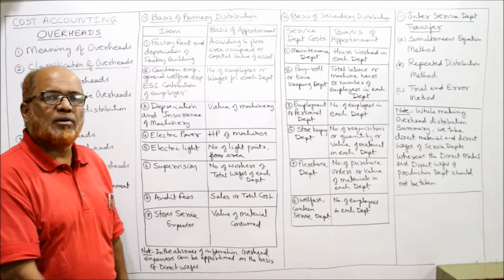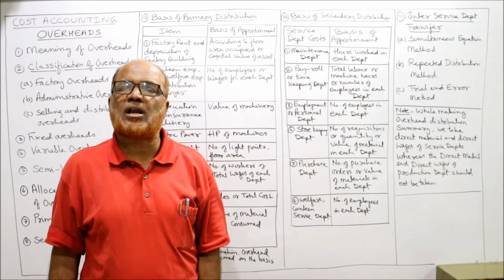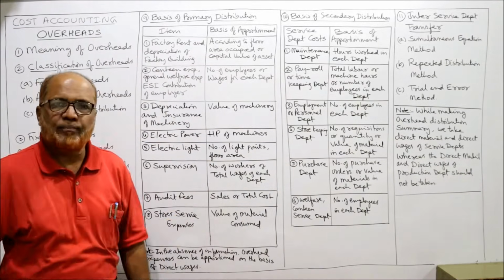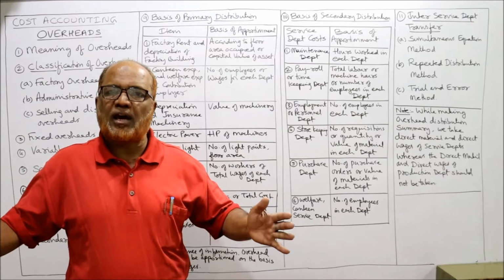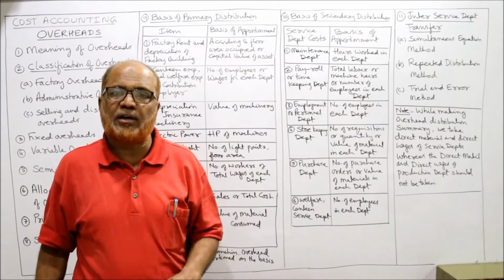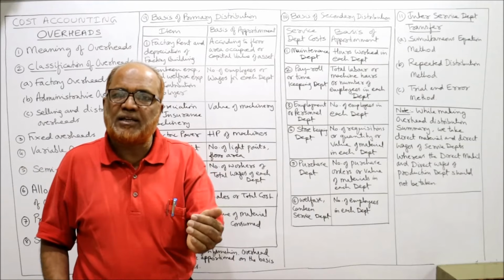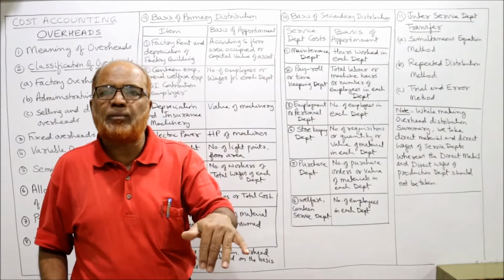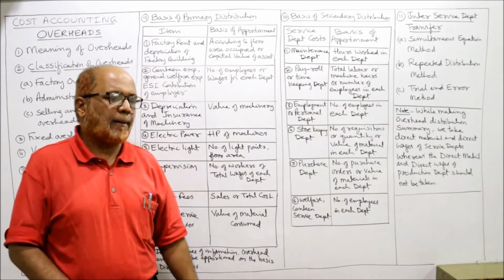Or suppose in some of the problems number of light points are not given. When number of light points are not given, we use floor area. क्योंकि जितना ज़्यादा floor area रहेगा उतनी ज़्यादा lighting होगी, कम floor area रहेगा कम lighting होगी. So first we take number of light points. If number of light points are not given, we take the area.